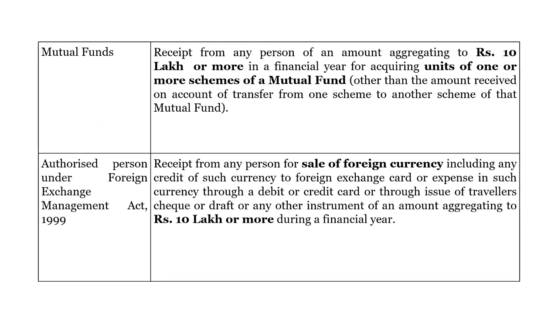Then mutual funds: receipt from any person of an amount aggregating to 10 lakhs or more in a financial year for acquiring units under a mutual fund scheme. Authorized person under the Foreign Exchange Management Act, FEMA, sale of foreign currency. These are all mutual funds. RBI has to give this information, more than 10 lakhs in a financial year.